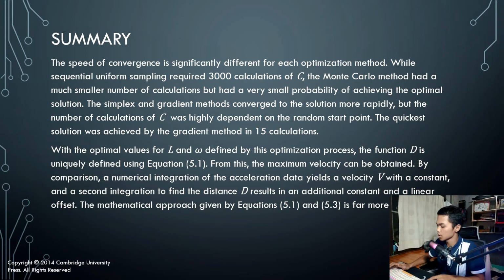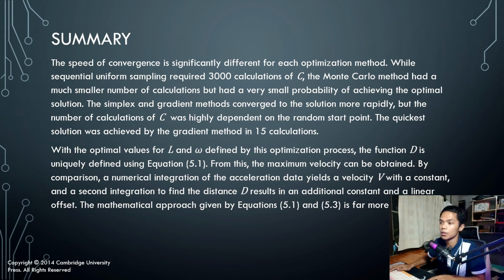Okay, so to summarize, the speed of convergence is significantly different for each optimization method. Sequential uniform sampling required 3,000 calculations of cost function C. The Monte Carlo method had a much smaller number of calculations but had a very small probability of achieving the optimal solution, while the simplex and gradient methods converged to the solution more rapidly, but the number of calculations of cost function C was highly dependent on the random start point. The quickest solution was achieved by the gradient method in 15 calculations.